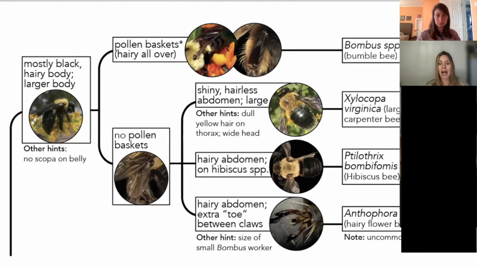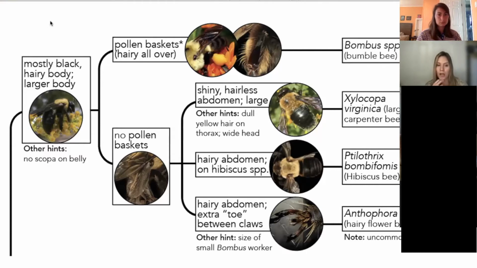But otherwise, I've caught one of these before when I was catching bumblebees and been very confused for a second as I tried to identify it, until I looked at the legs and was like, yes, no, that is not a bumblebee. So keep an eye out for that. Anthophora and Tylotrix. Well, the hibiscus bee is commonly found in hibiscus, so that is helpful in determining what that species is.